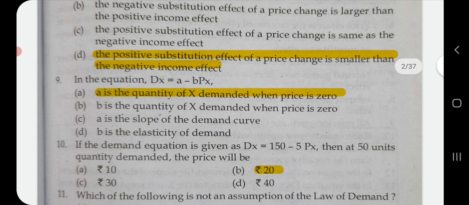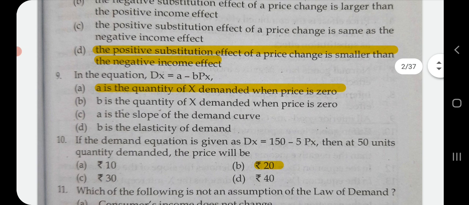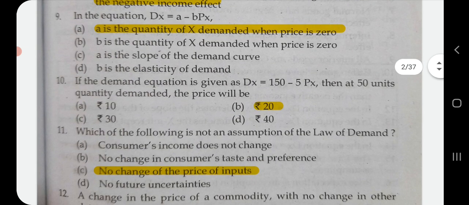Ninth question, in the equation dx is equal to a minus b px, and the answer is a is the quantity of x demanded when the price is 0. 10th question, if the demand equation is given as dx is equal to 150 minus 5px, then at 50 quantity demanded the price will be 20. You just calculate and you will get the answer.